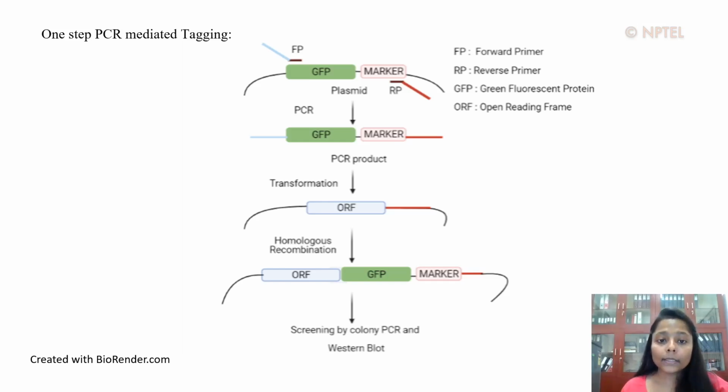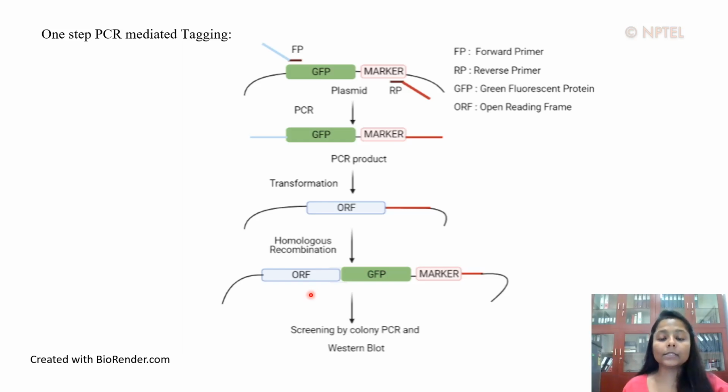The blue DNA sequence here is homologous to this region and the red DNA sequence here is homologous to this region. After homologous recombination, this entire cassette will be incorporated in the yeast genome and our protein of interest will be tagged. We can then screen for positive colonies by colony PCR and Western blot.